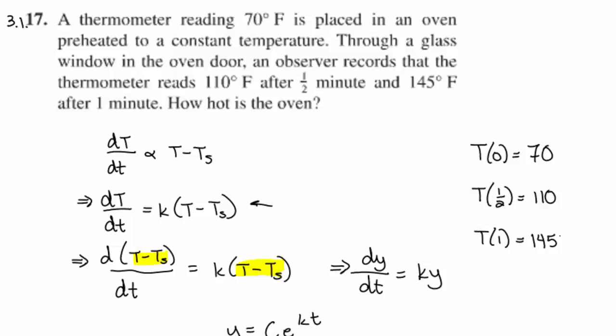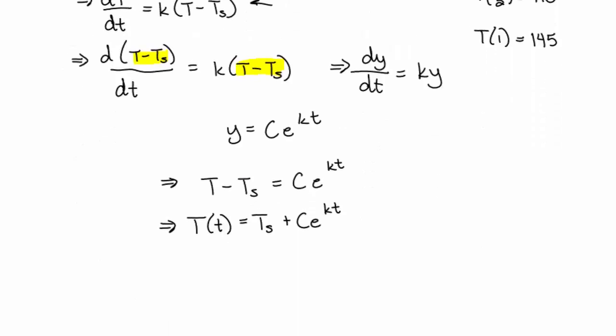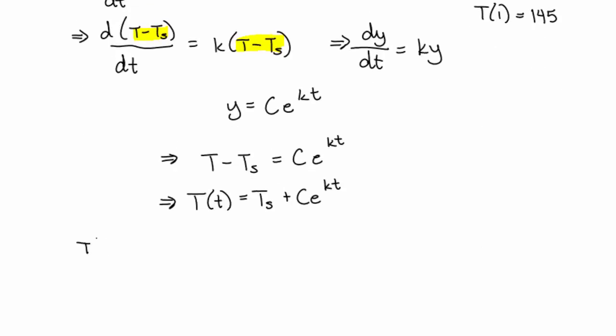Each of these are going to be useful for us because it allows us to figure out what all those constants in our situation are. So I'm going to build this nice little system here. At time 0, we know the output's 70. However, you plug that into our function there. That's T sub s plus c e to the 0. And so we now know T sub s plus c is equal to 70.